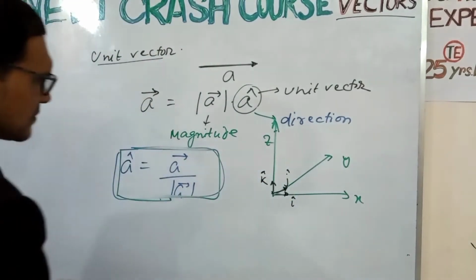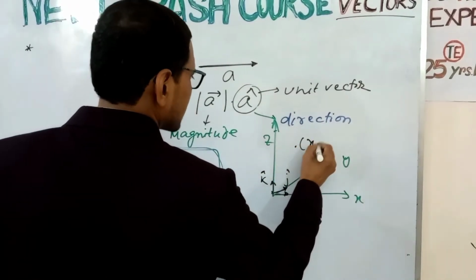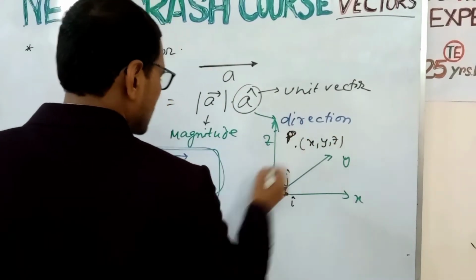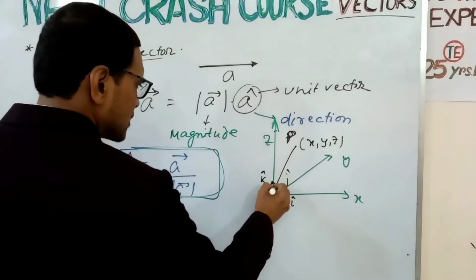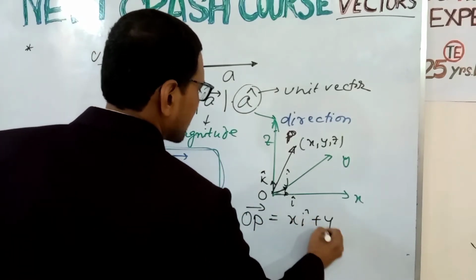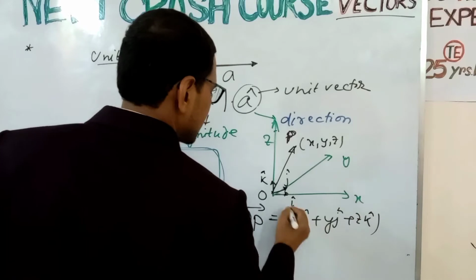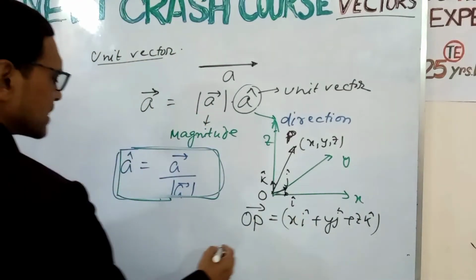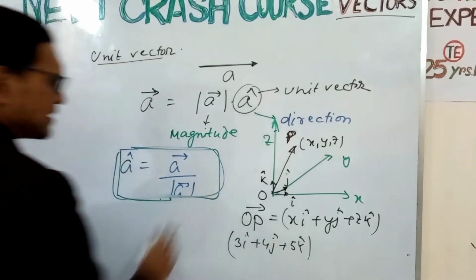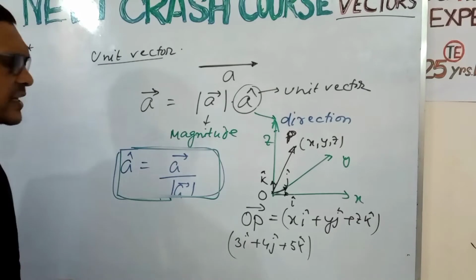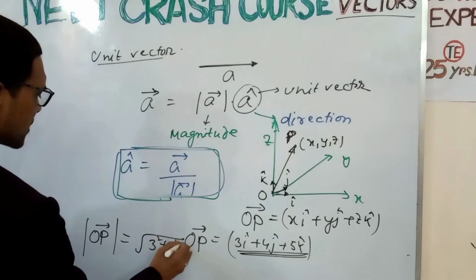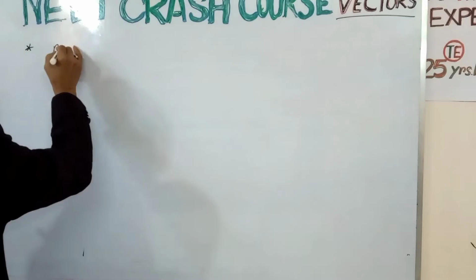If P is a point here with coordinates x, y, z, and this is the origin, then OP is called the position vector. OP equals x i plus y j plus z k. This is the position vector. So when we write a vector, suppose this, then 3, 4, 5 is the coordinate of the point in space. The magnitude will be root over 3 square plus 4 square plus 5 square. This is the magnitude.